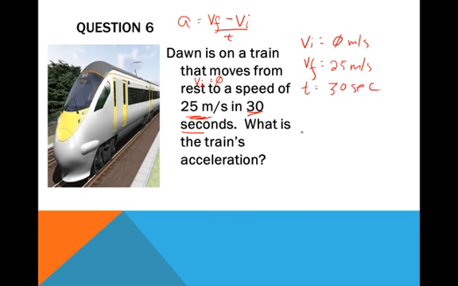Okay, so A equals VF, so that's 25 minus 0 all over 30. And that's going to be 25 over 30. And that's going to give you 0.83 meters per second. And it's acceleration, so it's meters per second squared.